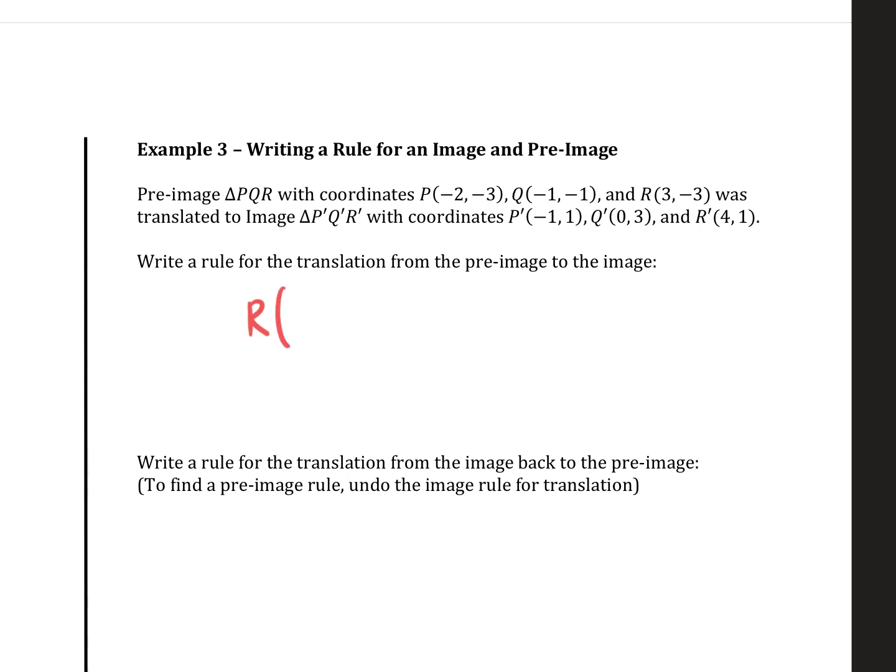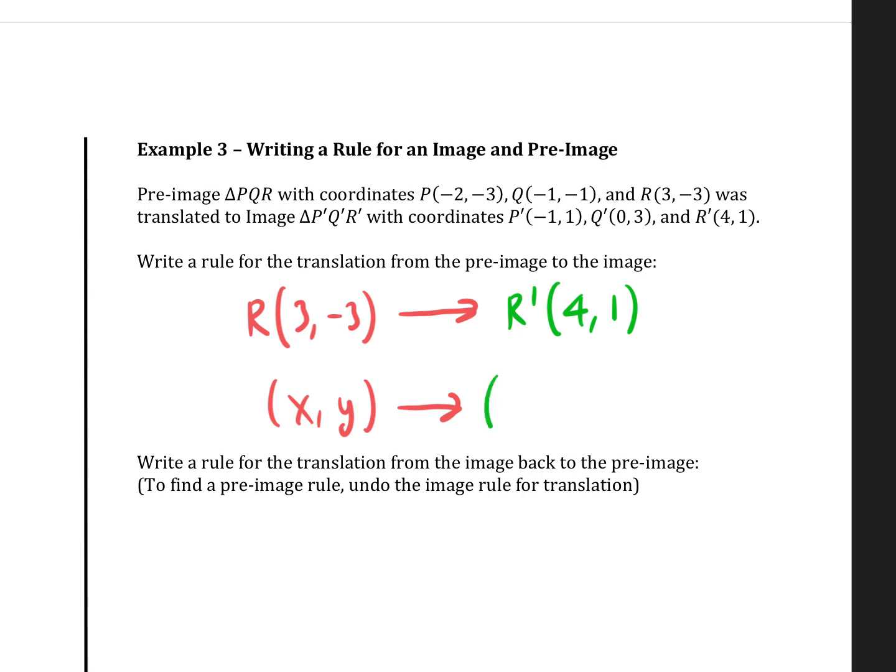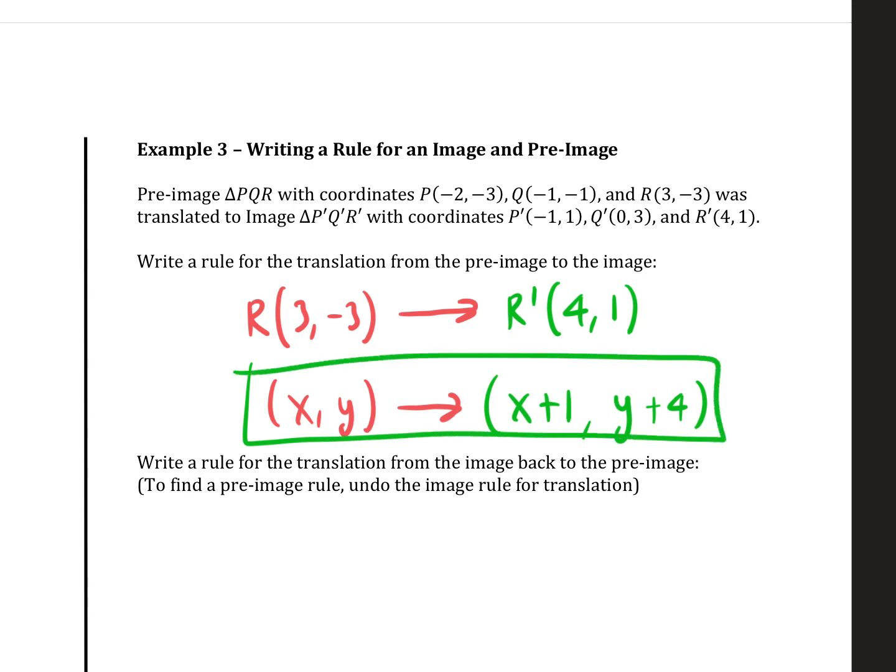So R, the original image was 3, negative 3. Okay? So to go from R to R prime, okay, and R prime was what? 4, 1. So what's happening to go from 3 to 4? Well, to go from 3 to 4, here's our rule. X, Y goes to what, right? Well, let's see. To go from 3 to 4, what do we do to the X? Well, we add 1, right? Good. And how do we get from negative 3 to 1? Well, we do Y plus 4. Okay, so this would be the rule right here. So that's from pre-image to image, okay?